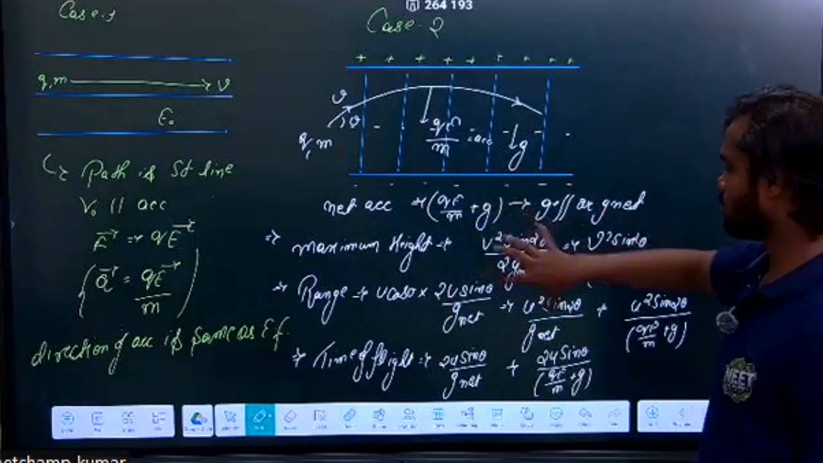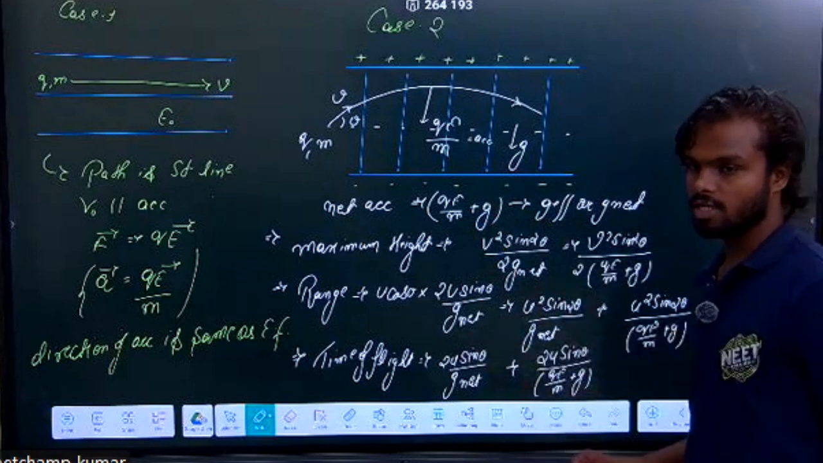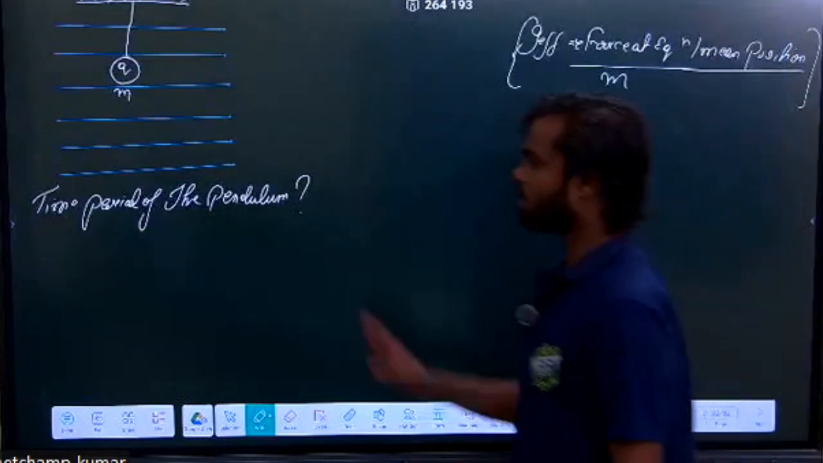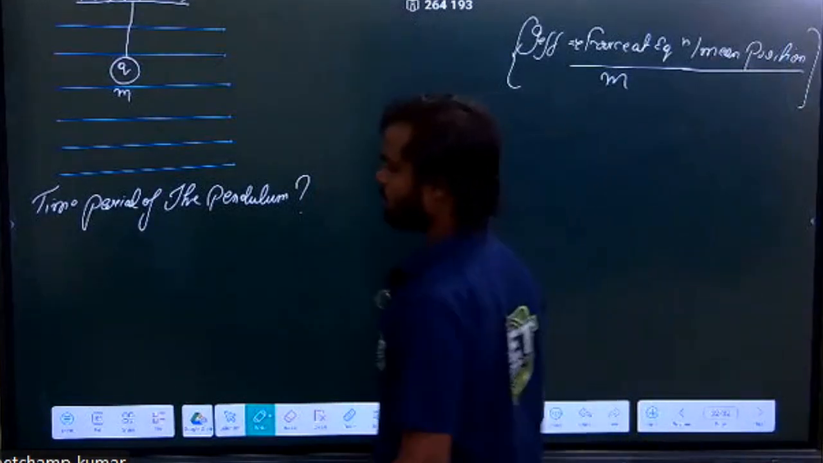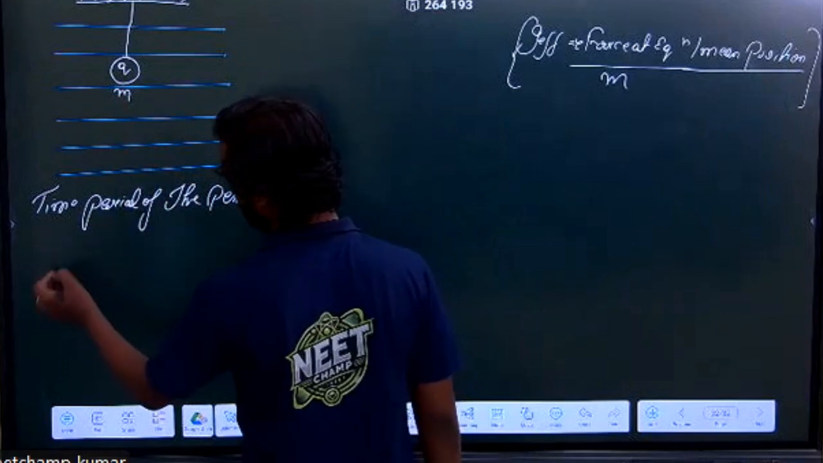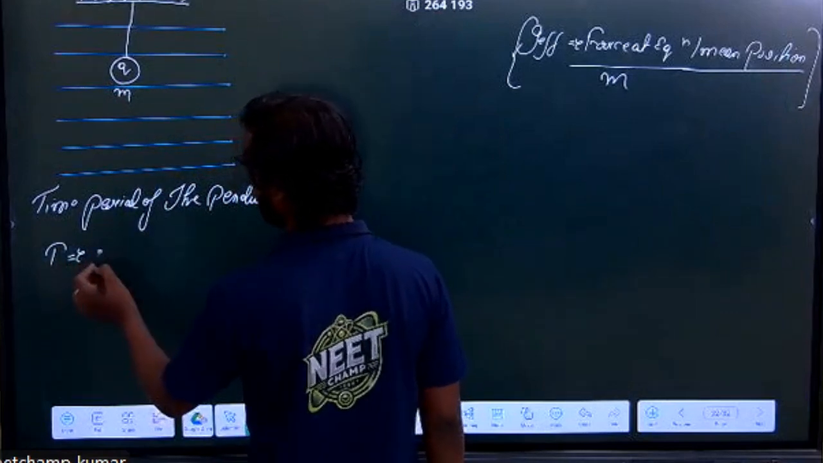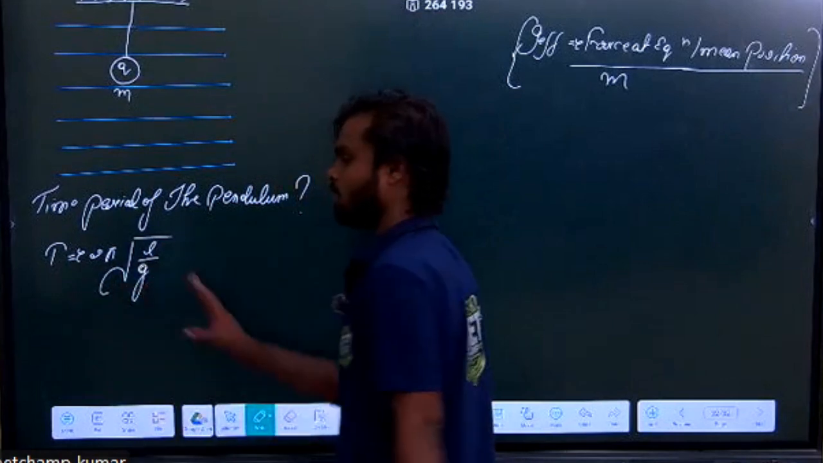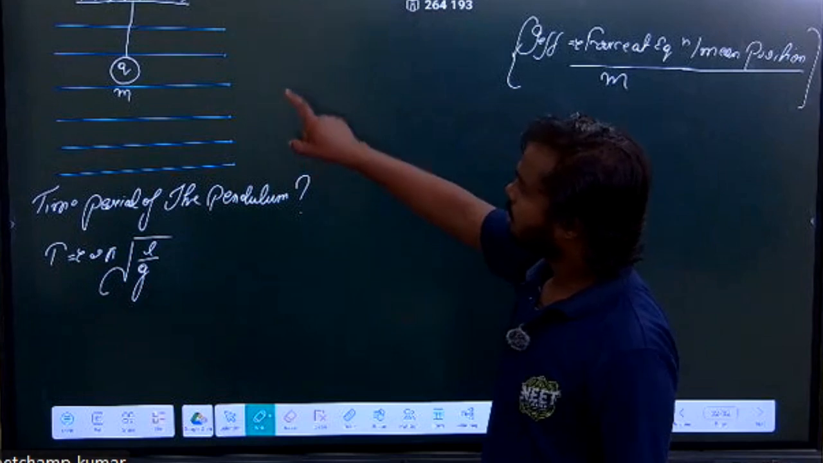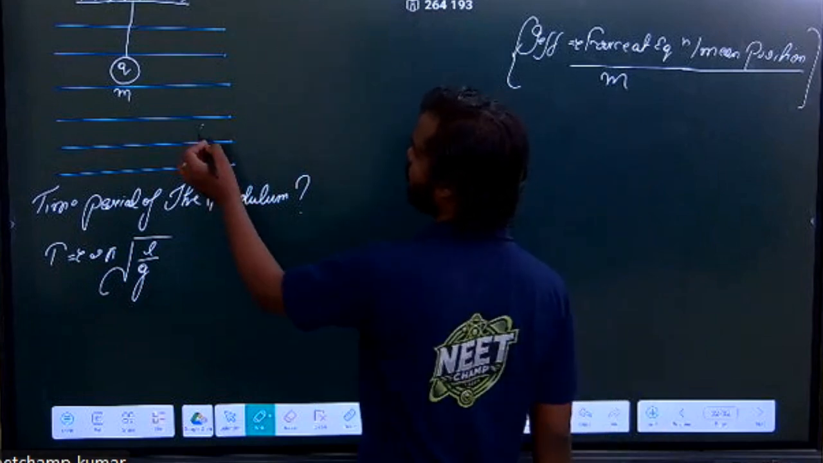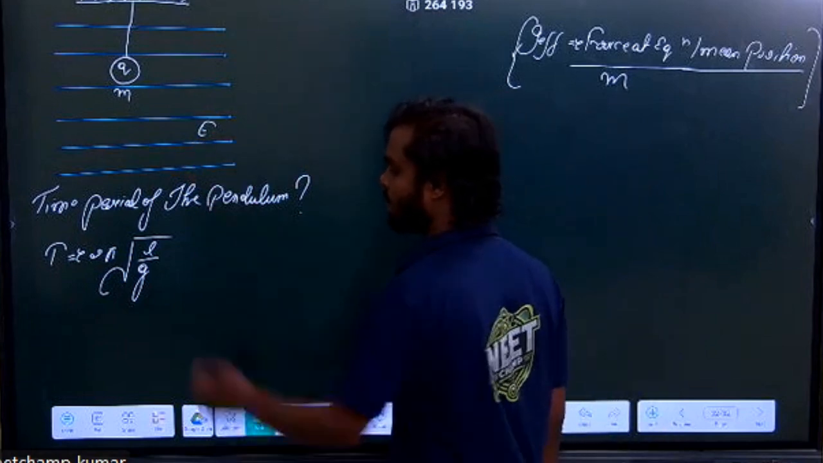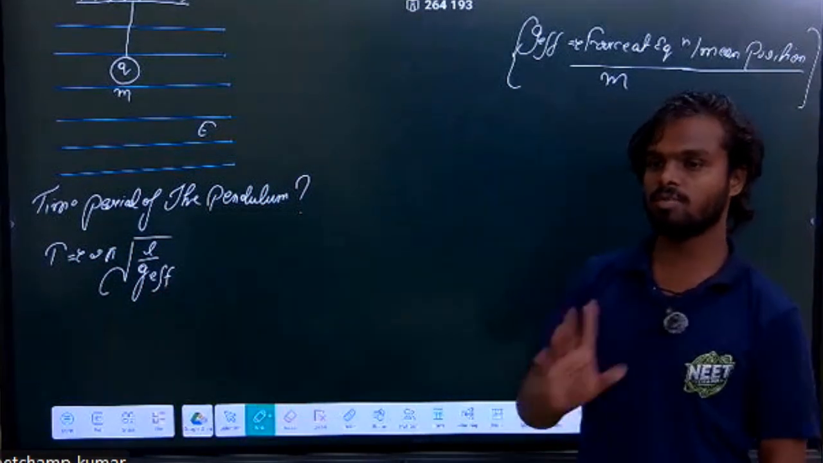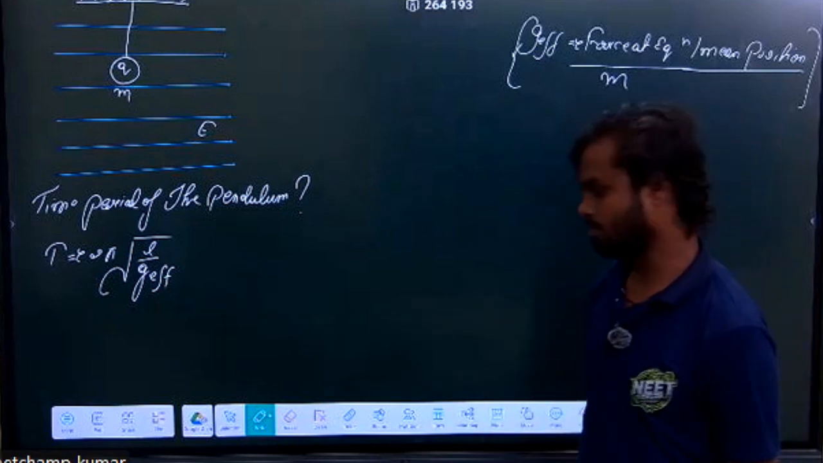So I have replaced g by g effective or g net in all the formulas. Similarly, here I am asking you the time period of the pendulum. If there is no electric field, we know what the time period is: T is equal to 2 pi root over L by g. This is the formula we know. But here there is an electric field. Suppose the electric field value is E. So we have to just replace g by g effective, and now you have to find g effective.